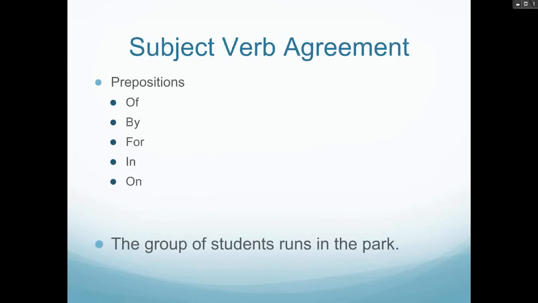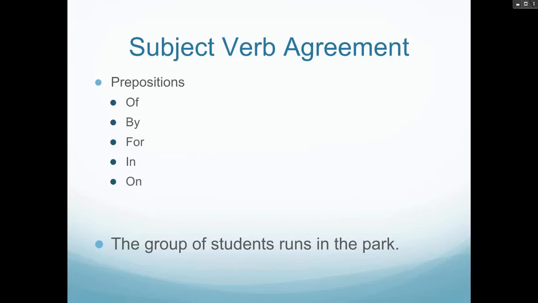So the most common, or one of the most common rules on the SAT, is a rule called subject-verb agreement. And there are going to be at least 3 or 4 of these questions on your SAT. I want to just point your attention to the example at the bottom there, because it's a classic SAT sort of trick or a question they ask. The group of students runs in the park.